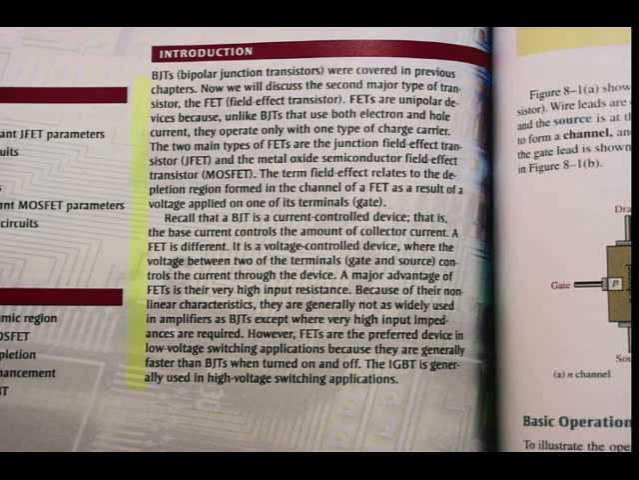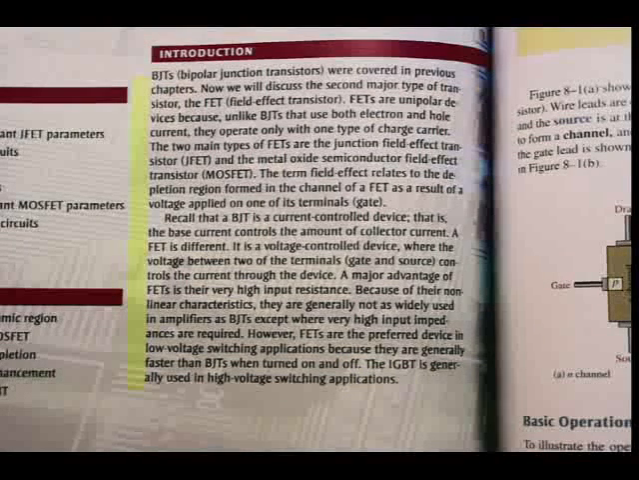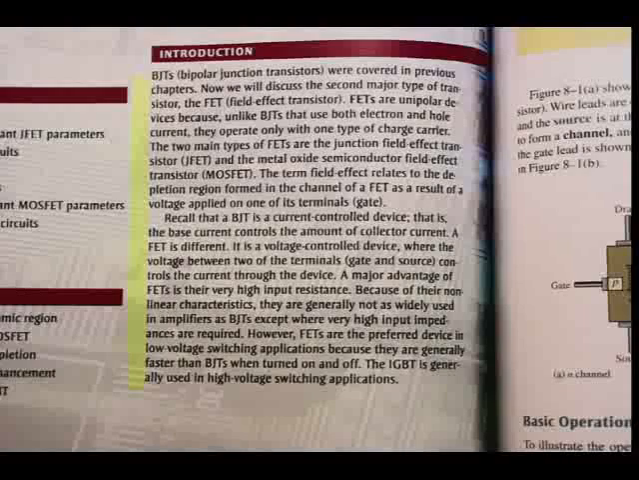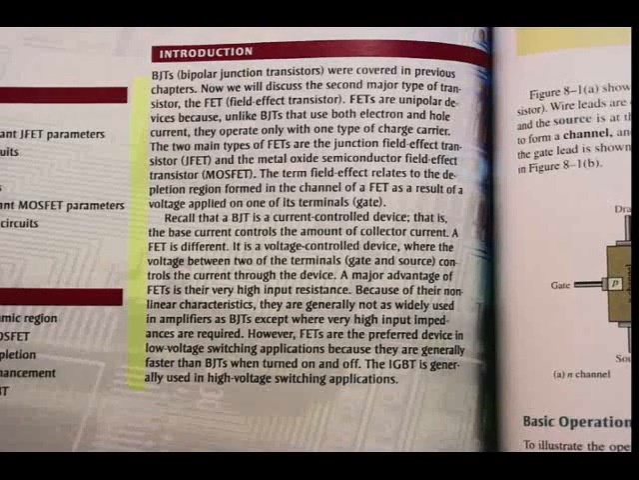Recall that a BJT is a current control device, that is, the base current controls the amount of collector current. A field effect transistor is different. It is a voltage control device where the voltage between two of the terminals, gate and source, controls the current through the device. But I will show you now in the next pages.